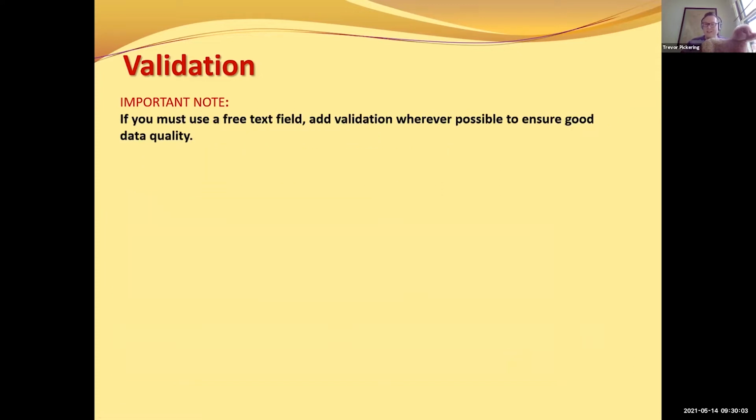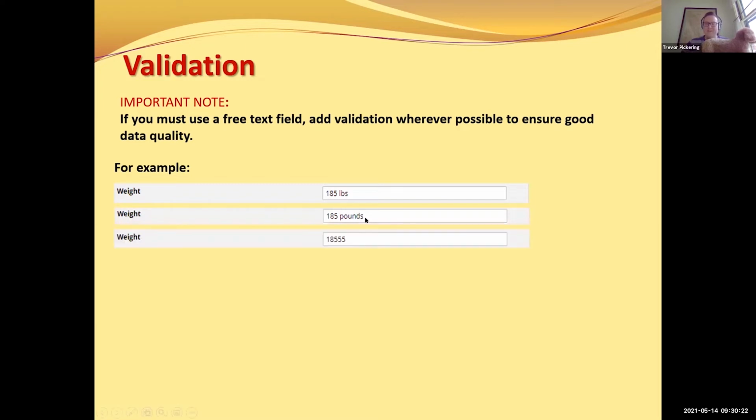Another way to validate your data when you have to use a free text field is to use REDCap's built-in validation. For example, if we ask somebody's weight, we could have an entry of 185 lbs, or we could have 185 pounds, or we could have 185, and then the person had a heavy finger and entered in 2 additional 5s.